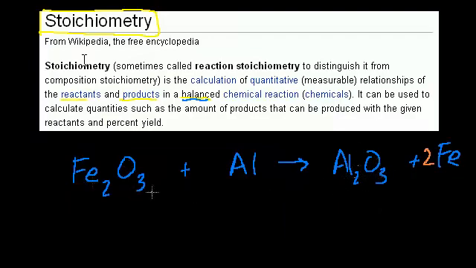That looks good. Aluminum: on the left-hand side, we only have 1 aluminum atom. On the right-hand side, we have 2 aluminum atoms. So we have to put a 2 here, and we have balanced this equation. So now we're ready to do some stoichiometry.